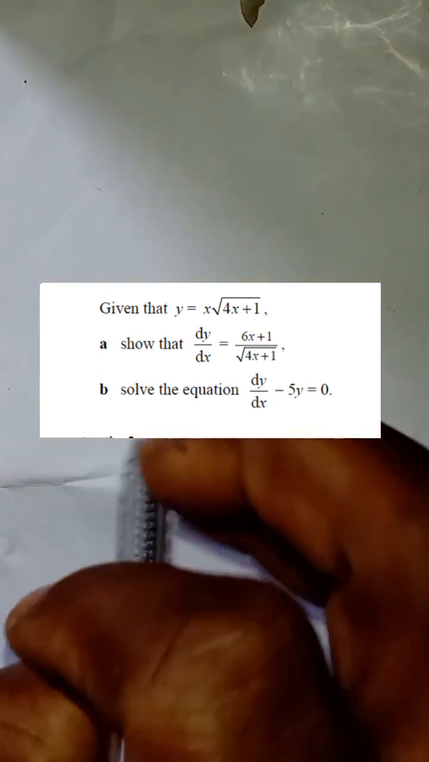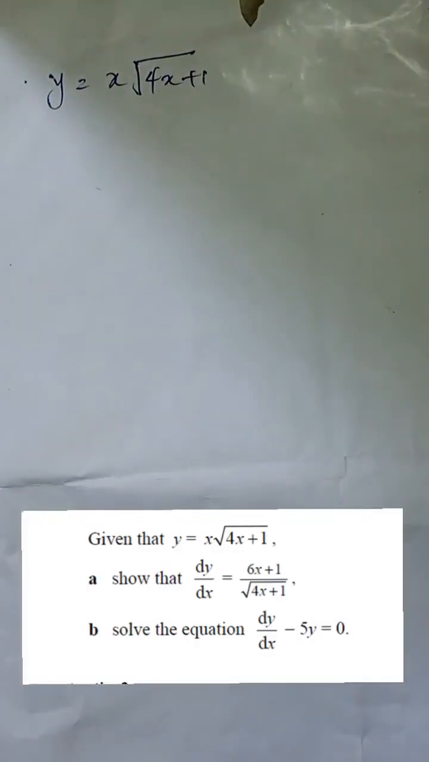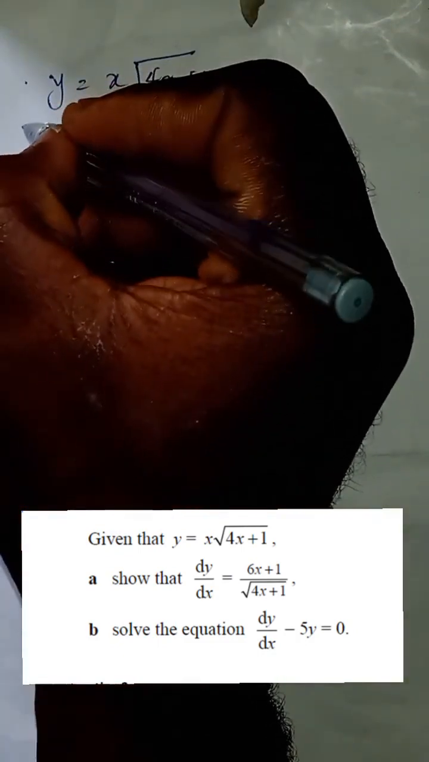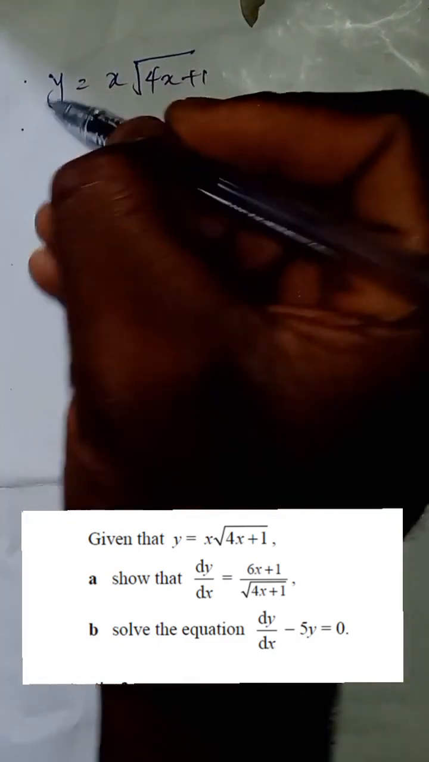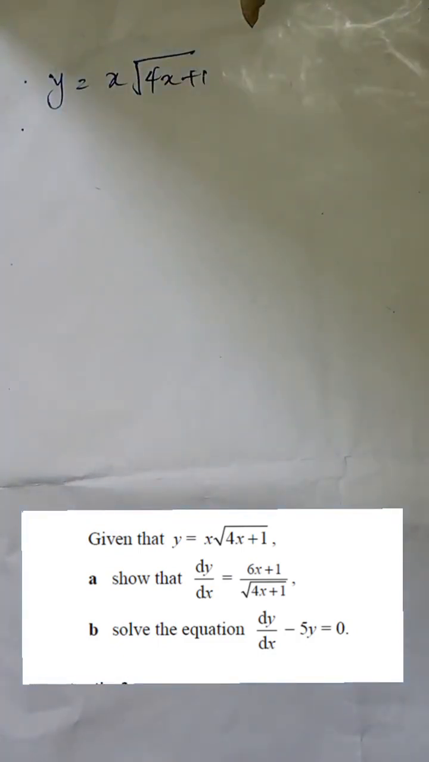So the first part, let me just write the question out. Given y is equal to x times the square root of 4x plus 1, we should show that, since the question is on the screen, I will not bother to write that part again. We show that dy/dx is equal to (6x plus 1) all over the square root of 4x plus 1. When they say dy/dx, it simply means we should find the derivative.